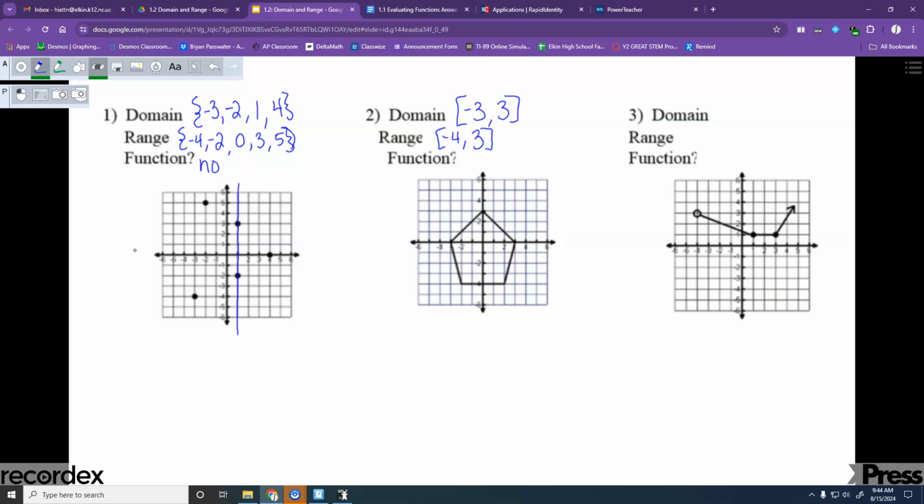Okay, I could write that in inequality notation, but let's just stick with interval for right now. I think it's a little bit easier. Is this a function? It is not. It does not pass that vertical line test. That is a no.